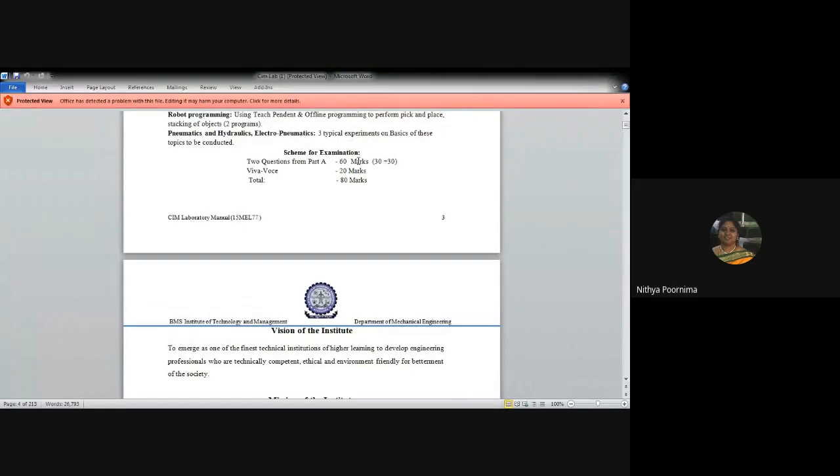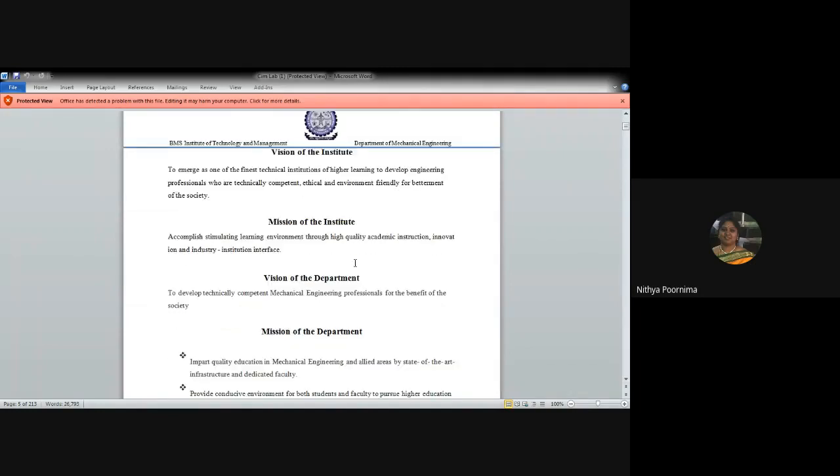Yeah, scheme of examination. You'll have two questions from part A, right? Each will be for 60 marks. It can be either on capstone or any combination you can have. Basically, it will be on turning and milling. In turning, you can have capstone or CNC turn. In milling, you can have either caps mill or CNC mill. And the second component will be your Viva questions, which is for 20 marks. Total marks will be 80 marks.